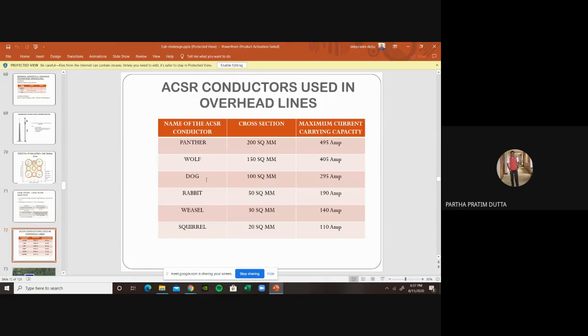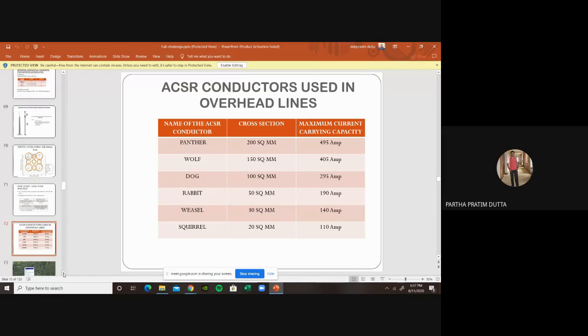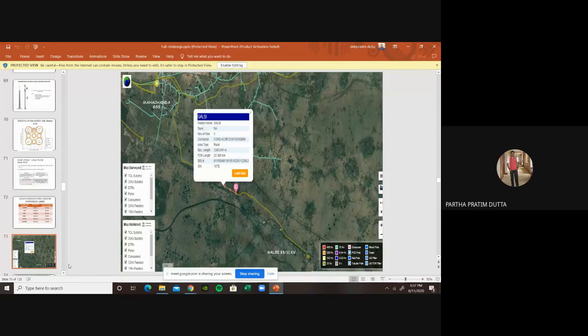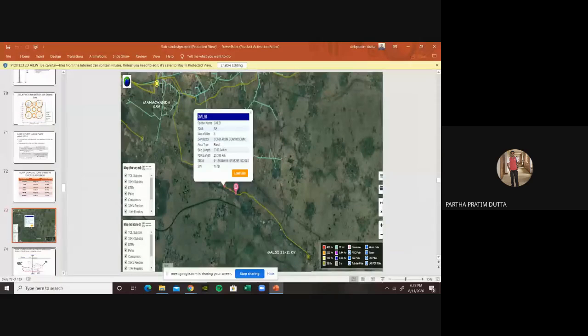Now you see the conductor specification: panther, wolf, dog, rabbit, weasel, and squirrel. 200 square mm, 150 square mm, 100 square mm, 50 square mm, 30 square mm, 20 square mm, and the maximum current capacity is given over here. And there is a GIS map. I just want to give you some idea. I don't want to discuss it thoroughly.